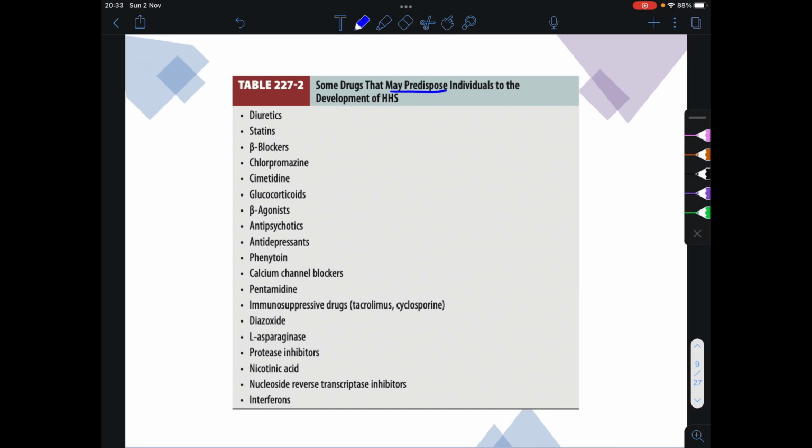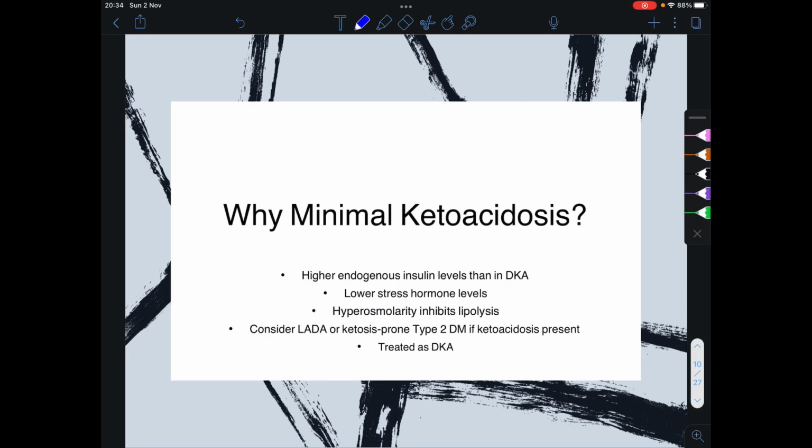Some drugs also may predispose patients to develop HHS, especially antipsychotics, antidepressants. Antipsychotics like chlorpromazine, cimetidine, which is an antihistamine, glucocorticoids, because that raises the levels of stress hormones and it raises the levels of glucose itself. Beta agonists, antipsychotics, as we said. Phenytoin, which is an anti-seizure medication, can also predispose to this condition. Immunosuppressive drugs, and many, many more.